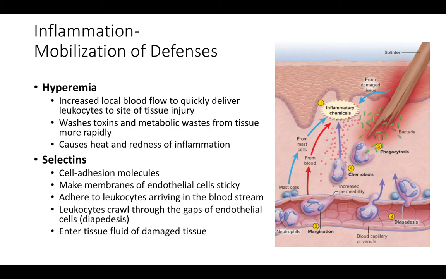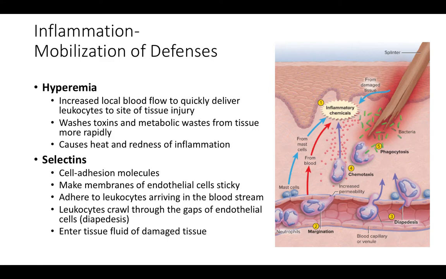The next important factor in mobilization and defense is selectins. So these are molecules that adhere to the surface of the endothelial cells. So here in this picture, let me just break this down for you. We have let's just say a blood vessel here, and then we have this site of inflammation here because we have a splinter. And so what happens is these molecules called selectins, which I don't think are labeled in this picture, but you can imagine them, basically line the endothelial cells here. And when they do that, it makes the endothelial cells sticky.